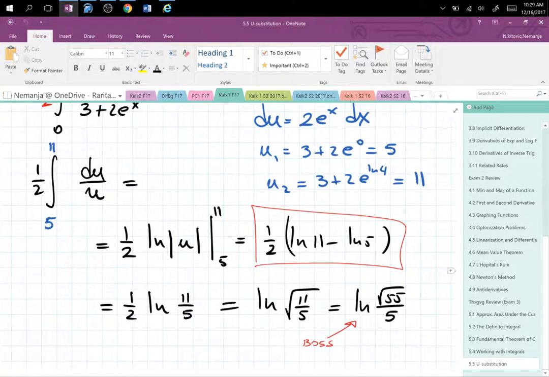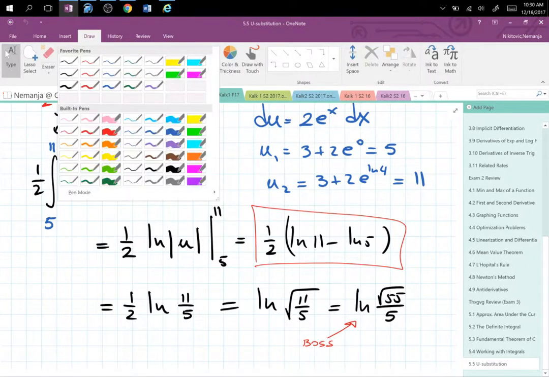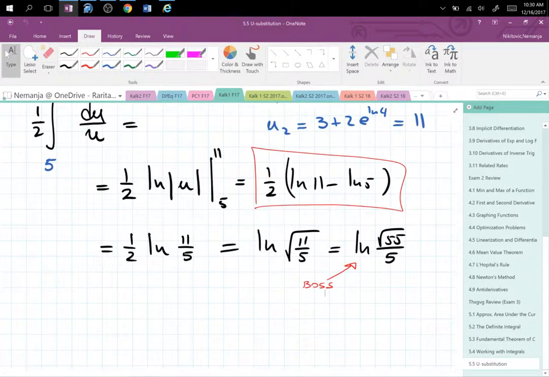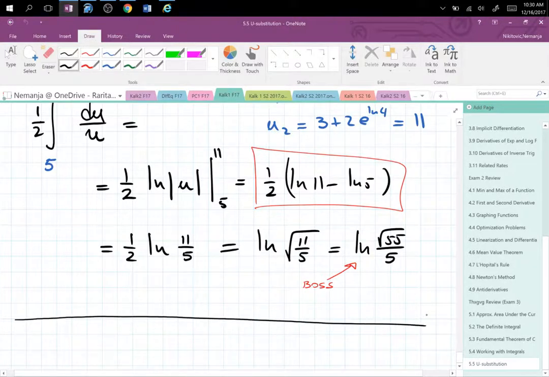I said that this is going to be extremely important for your next course. Almost every problem will have you doing u-substitution somewhere. So let's review the basic concepts.